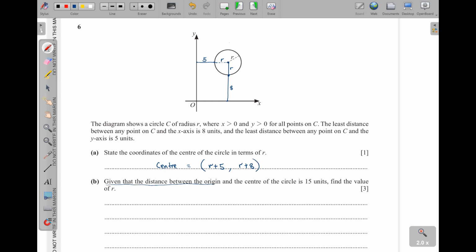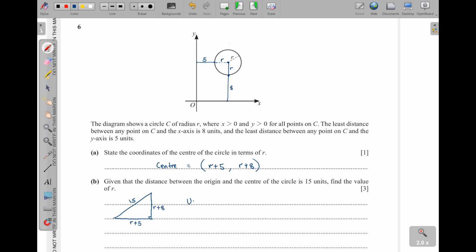Part B: given that the distance between the origin and the center of the circle is 15 units, find the value of r. So this distance here is 15, and we can use Pythagoras' theorem. This is our triangle: the hypotenuse is 15 units, this side is r plus 5, and this one is r plus 8.